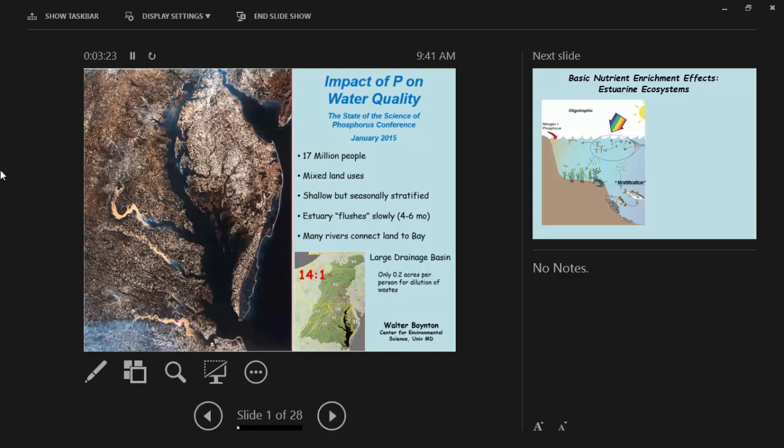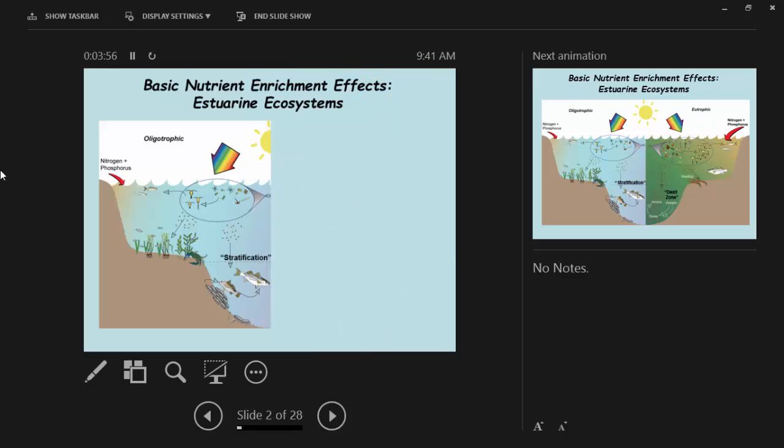Part of me is an engineer, and engineers like rules of thumb, and one of their rules of thumb is that in some circumstances, dilution can be the solution to pollution. And that is not a good solution for the Chesapeake Bay, because the water hangs around for a long time. So, how do I click this thing forward? Thank you. All right, so let me get going here.